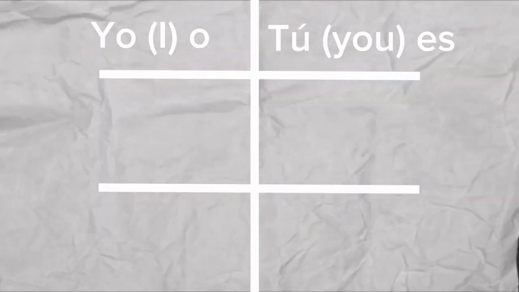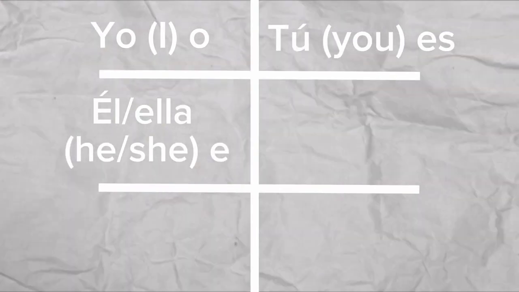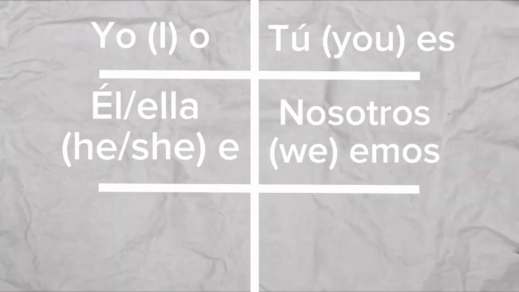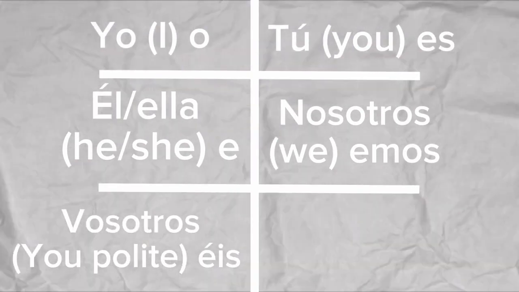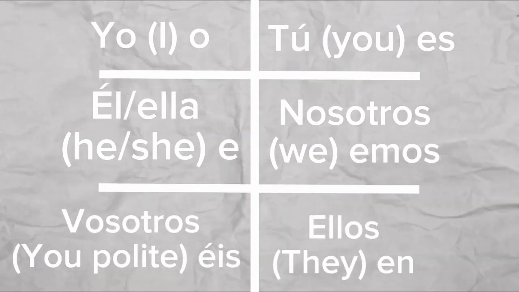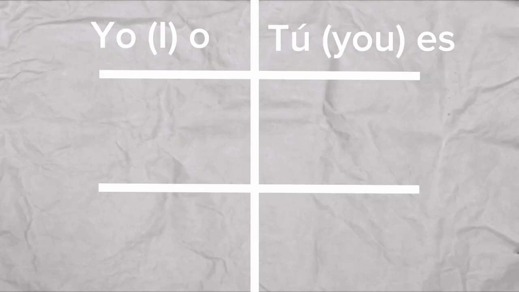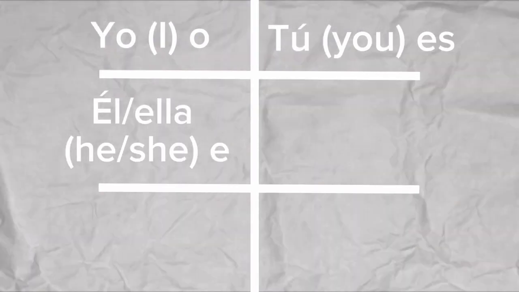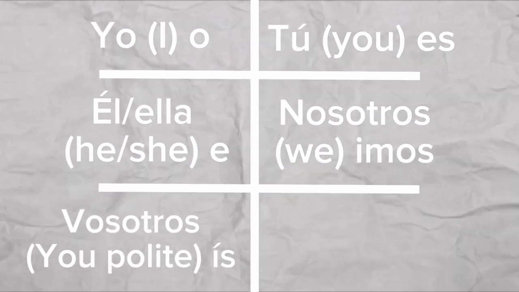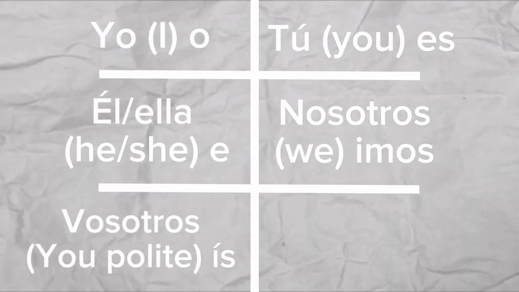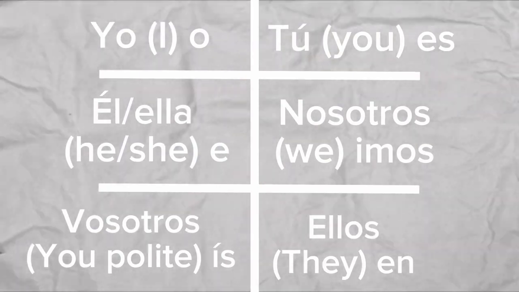Now you're going to learn the endings for the IR verbs: yo, I, o; tú, you, es; él/ella, he or she, e; nosotros, we, imos; vosotros, you in a polite manner, ís; ellos or they, en. Okay, now we have learned two different forms. For ER verbs, yo, O, everyone ends with O; tú, es; él/ella, he or she, e; nosotros, we, emos; vosotros, you in a polite manner, éis; ellos or they, en.